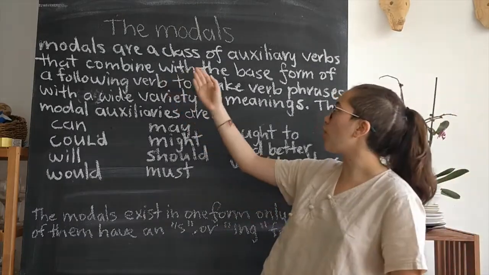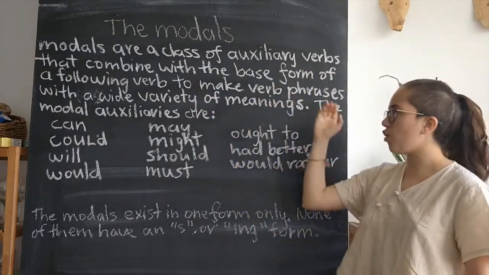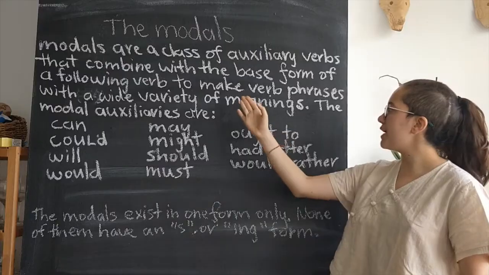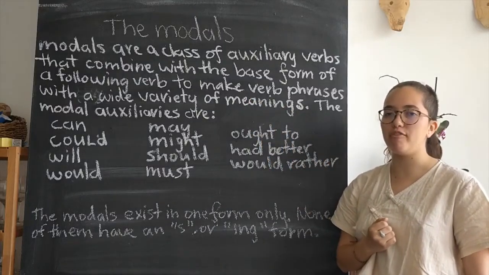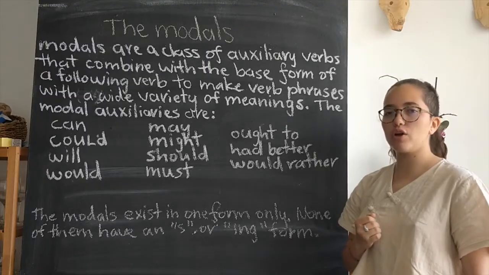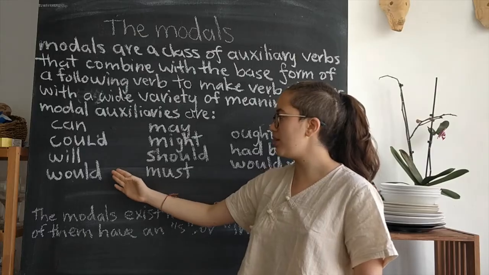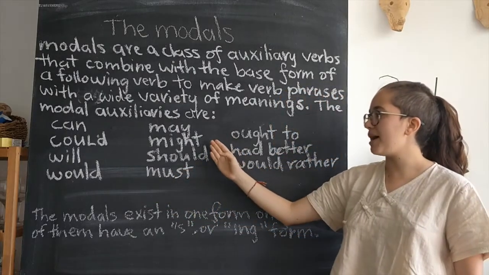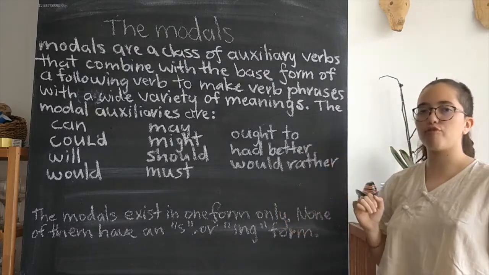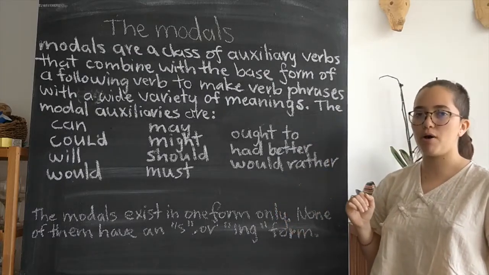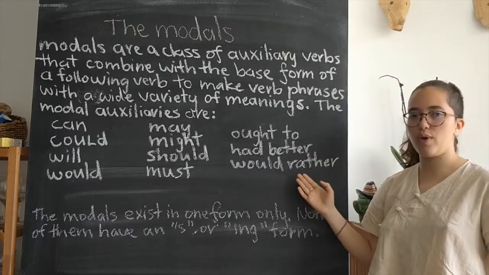Now, modals are a class of auxiliary verbs that combine with the base form of a following verb to make a verb phrase. And these verb phrases have a wide variety of meanings. Now, the modal auxiliaries are the following: can, could, will, would, may, might, should, and must. And then these three are phrases that act like modal auxiliaries: ought to, had better, and would rather.